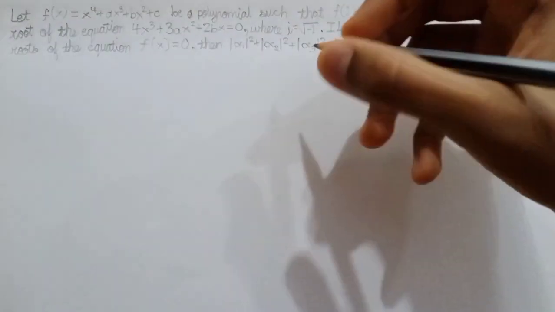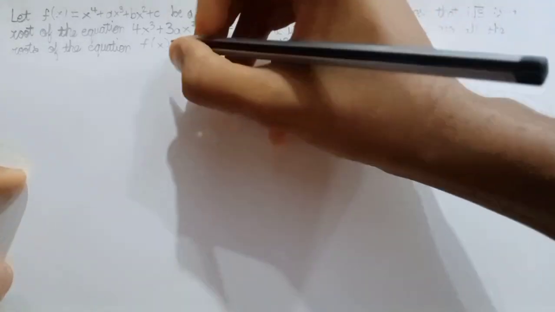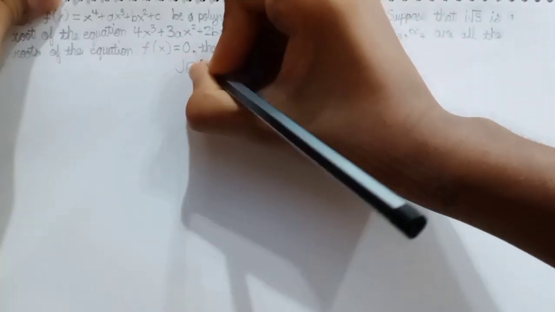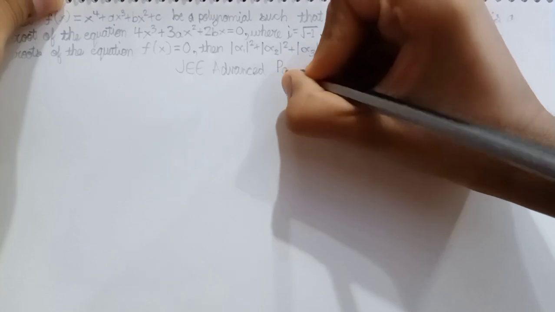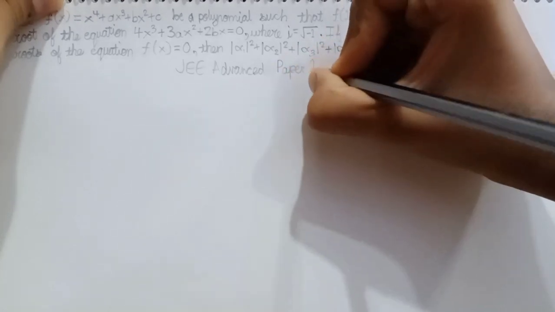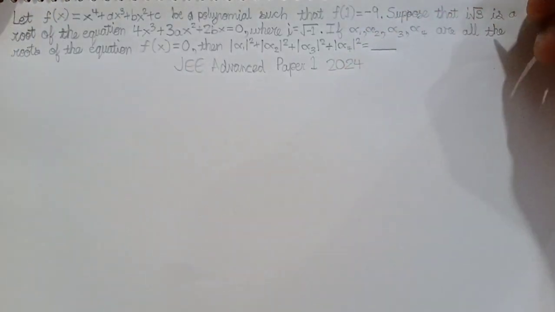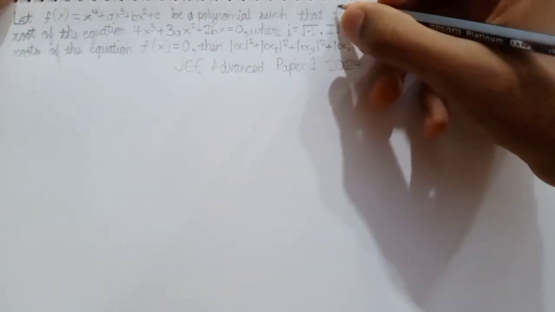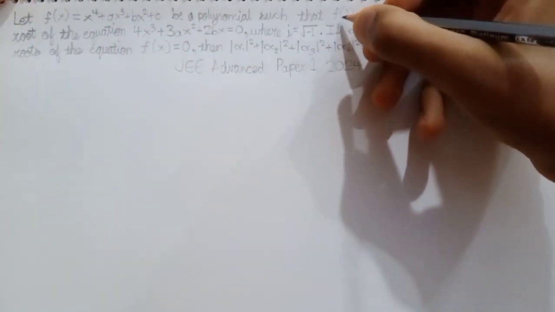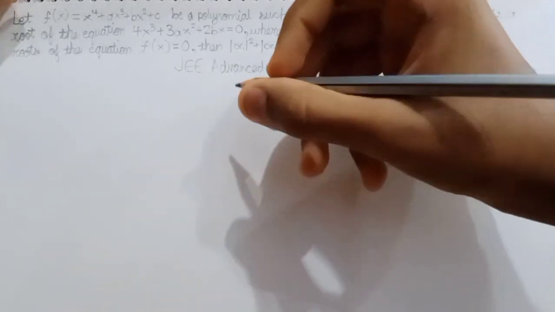Welcome, guys. So as you can see here, we have a question, and it's from JEE Advanced Paper 1 of this year, 2024. So we have a polynomial, and if we substitute x equals 1, we get -9 as the result. So let's see what we get.